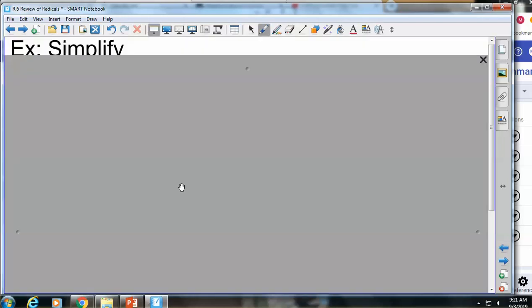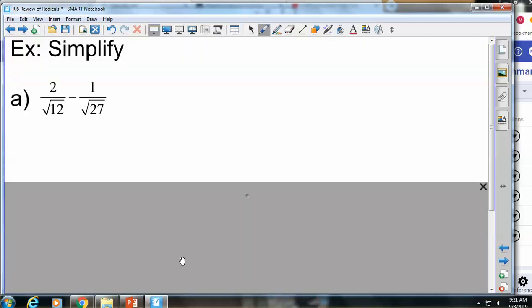Alright, so this first one. What do you have to do to add or subtract fractions? Common denominator. But we also know we can't have a radical on the bottom, right? So let's start there. Can I reduce the square root of 12 at all? We could break that into a 4 and a 3. Square root of 4 is 2, so I get 2 over 2 radical 3.